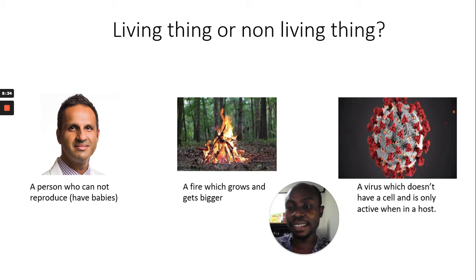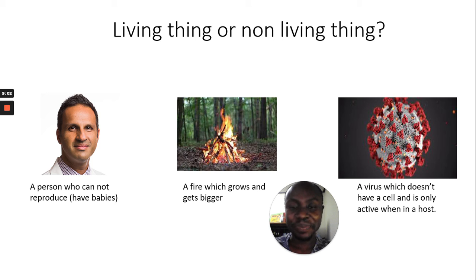Okay, so let's start with this person. He cannot make babies, but he is still a living thing because he can still respond to stimuli. He still needs food and energy. He's still made up of cells with DNA. So he still has many characteristics of living things. So he is a living thing.